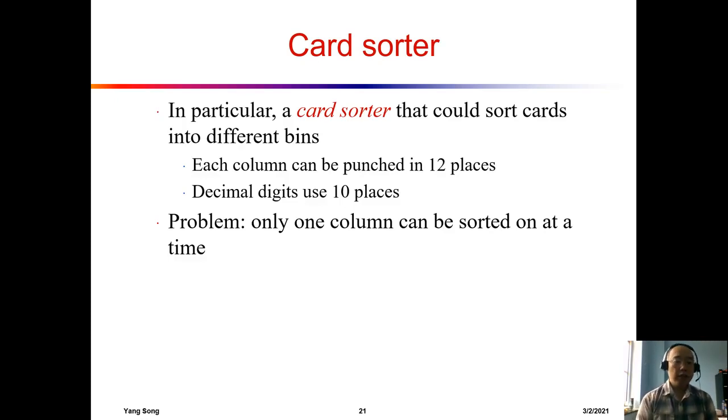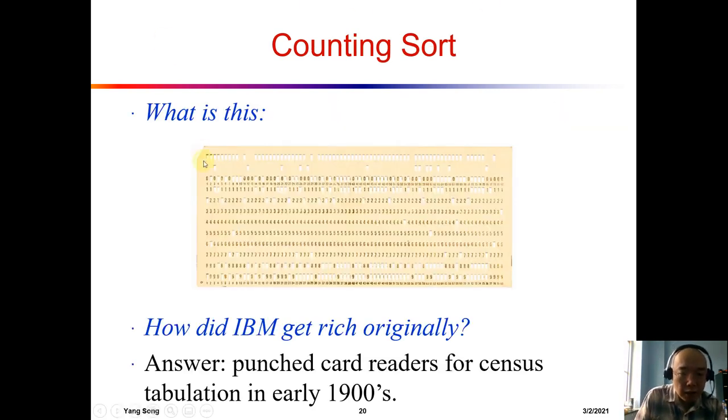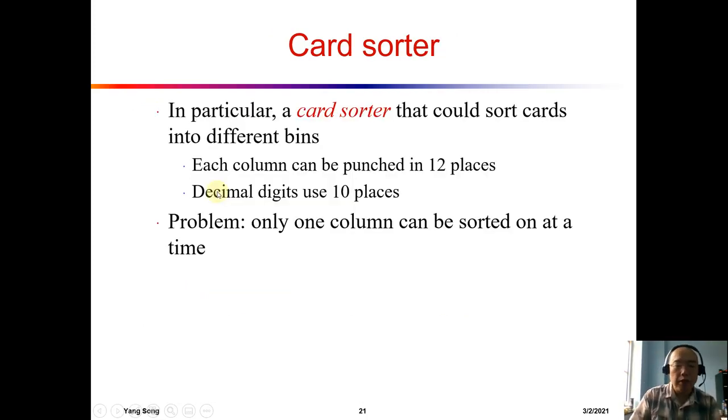For each punch card and for each column, there are a total of 12 places that could be punched. As you can see, for each column there are the digits from 0 to 9, so 10 digits, and above them there are two other places that can be punched. So for each column there are 12 possible places. And then we want to sort the information, so that we can put the cards into separate bins.